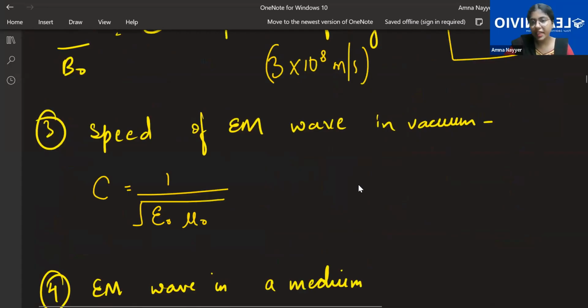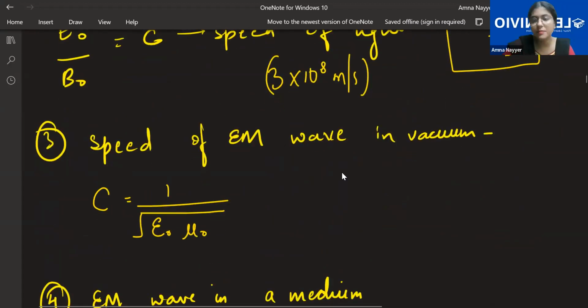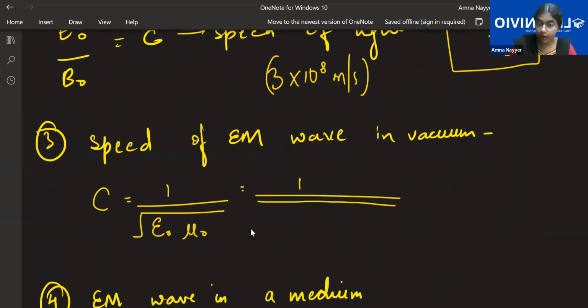Next, speed of EM wave in vacuum. See, c is equal to 1 by under root epsilon naught mu naught. This is from the electric field and magnetic field only. Okay, this is the formula of the speed of EM wave in vacuum. If I put everything in this formula, the value of epsilon naught, at least you can tell me. 8.85 into 10 to the power minus 12.